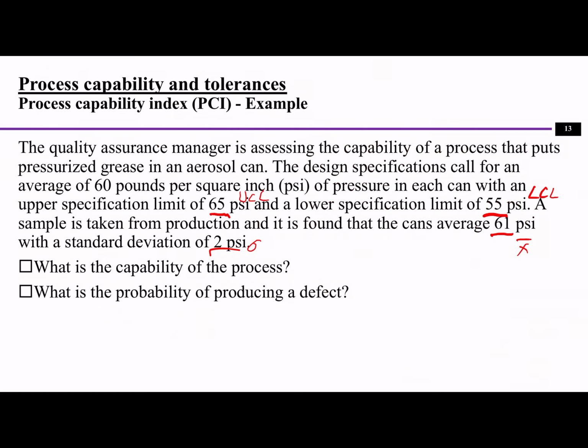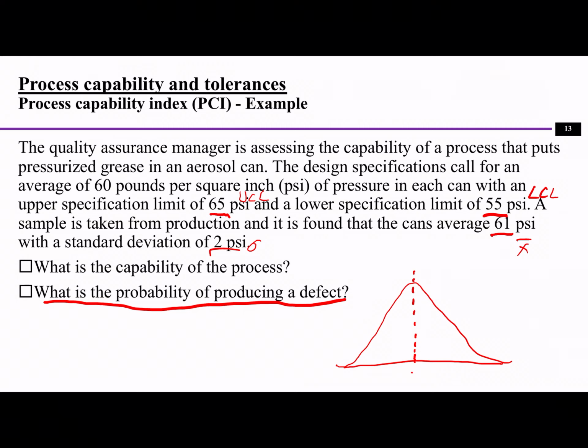Now the next question is, what is the probability of producing a defect? How do we calculate this? If you want to know the probability of producing a defect, we start from the normal distribution. This normal distribution is the actual process, our actual production. Our mean is 61, and we have a sigma equal to 2.